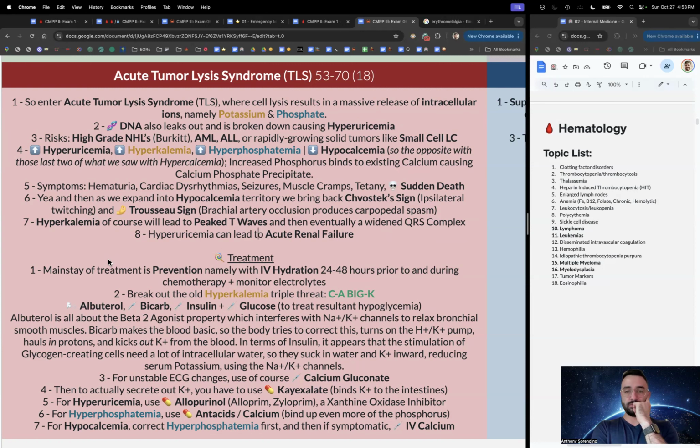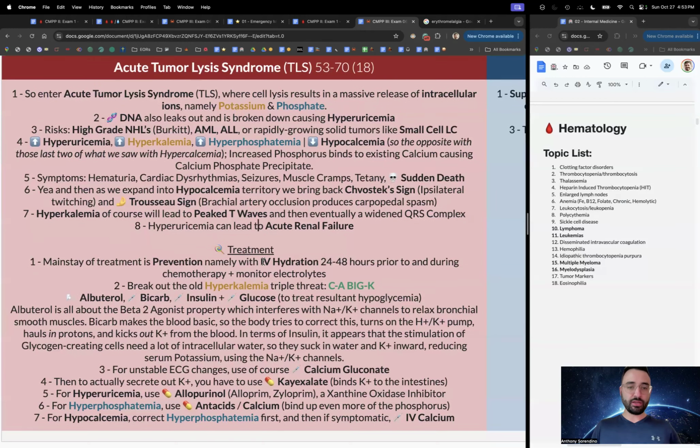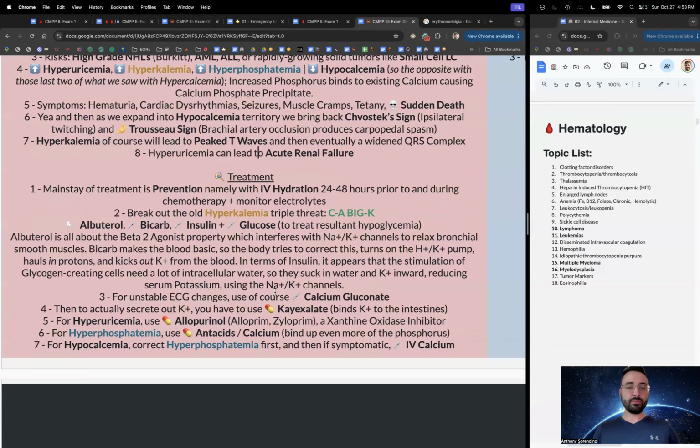Symptoms, yeah, sudden death. Is that really a symptom? Yeah, and then when we expand to hypocalcemia territory, we bring back Chvostek sign, Trousseau sign, twitching, bradycardia. So hypocalcemia, that's a big one. Hyperkalemia, of course, will lead to peaked T waves and then sine waves, and then eventually a widened QRS. Hyperuricemia can lead to acute renal failure. Mainstay of treatment is prevention.